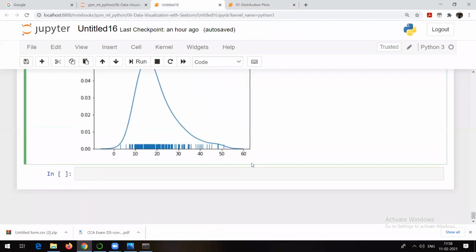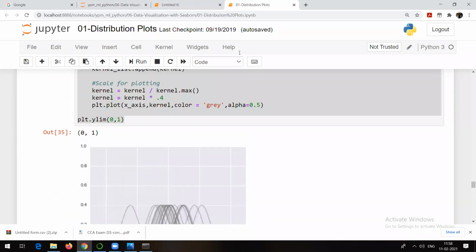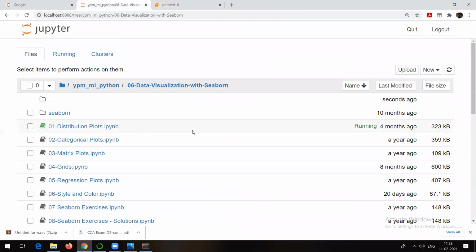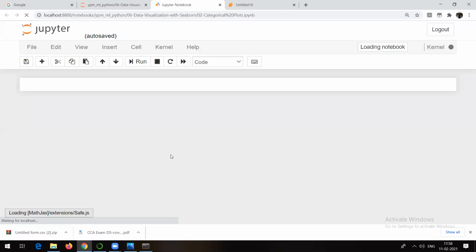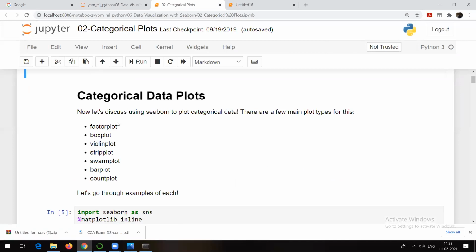So this is about the first type of plots in Seaborn, that is distribution plots. Let me move to the next one, that is categorical plots. In categorical plots, we are going to talk about different plots. For example, there is a factor plot, box plot, violin plot, strip plot, swarm plot, bar plot, and count plot. Again, this list is not limited to these types of plots only. There are more plots you will come across.